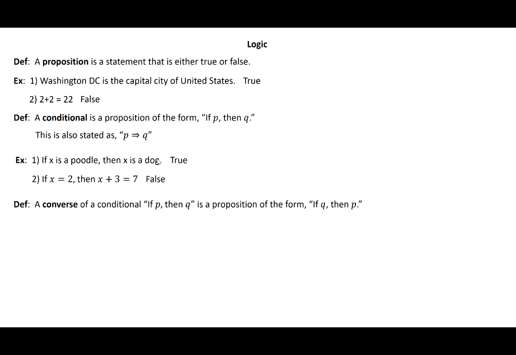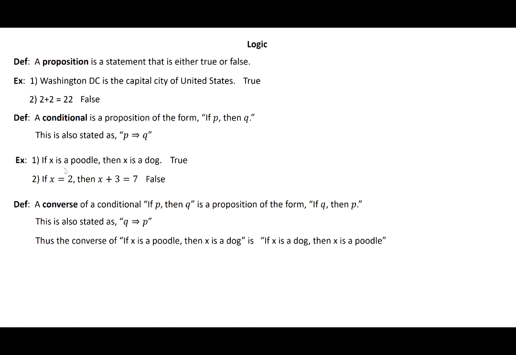Okay. Now, what do you think is the converse of this conditional? Would you agree? If X is a dog, then X is a poodle, right? That is the converse. So, by the way, converse is Q implies P. So thus the converse of if X is a poodle, then X is a dog is, if X is a dog, then X is a poodle. Is that true?